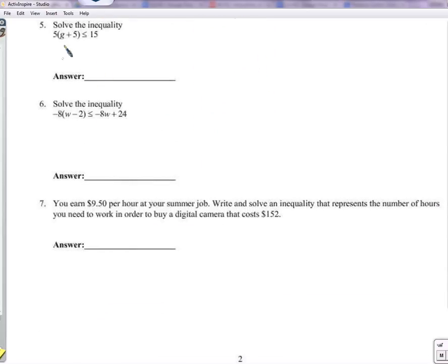I'm going to solve this inequality. First I'll distribute. I got 5g plus 25 is less than or equal to 15. Then I'll subtract 25 from both sides. Then 5g is less than or equal to negative 10. Less than or equal to, not equal to, less than or equal to. And then divide by a positive 5 on both sides, and so we get g is less than or equal to negative 2.